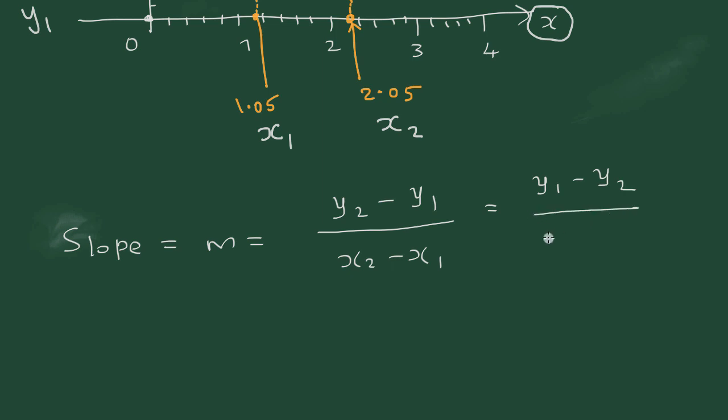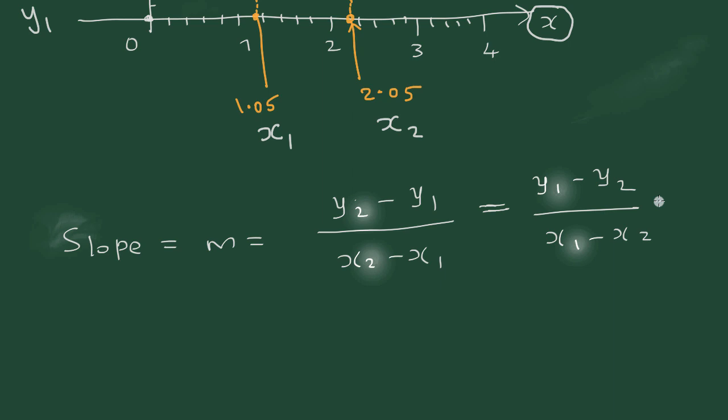But remember one thing. If there is a 2 here, here also 2 should be there. Suppose you write 1 here, here also 1 should be there. That is important. If you maintain that, then this equality is correct. Otherwise you will make a mistake. So generally we remember it as y2 minus y1 by x2 minus x1.